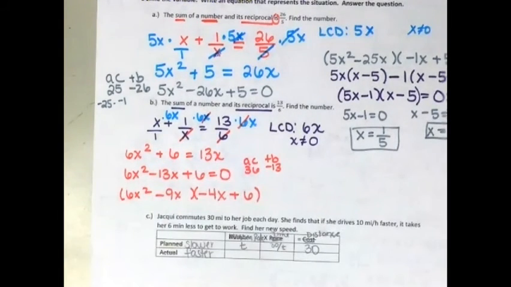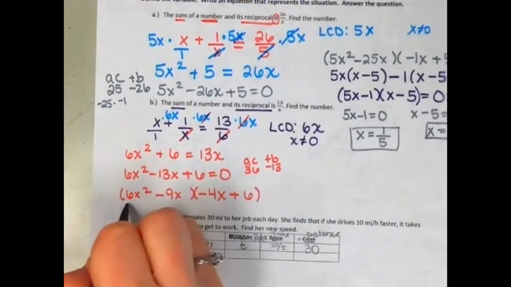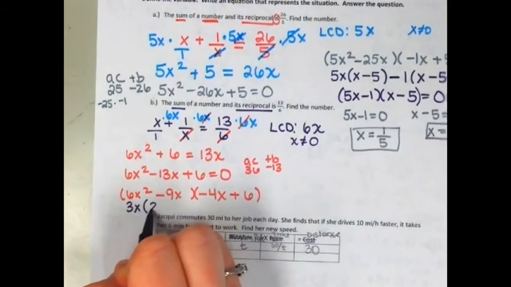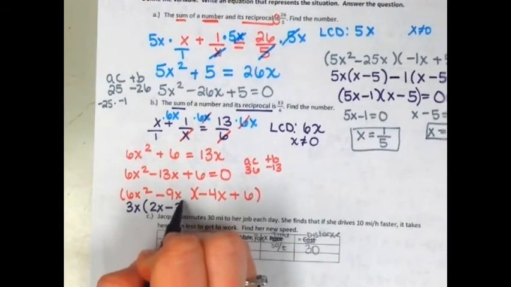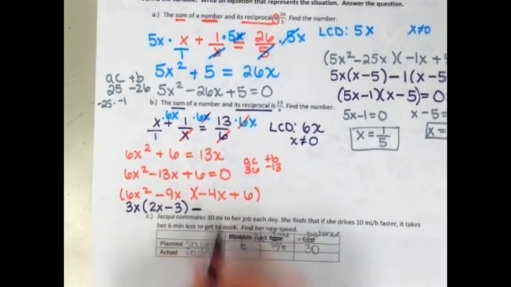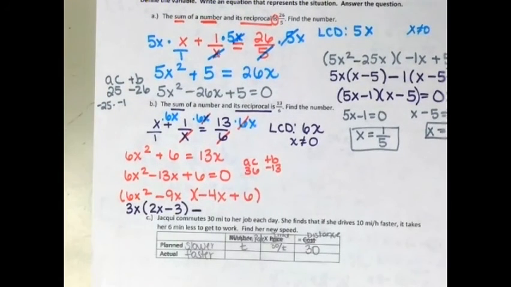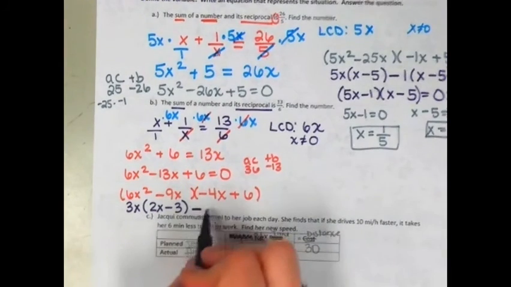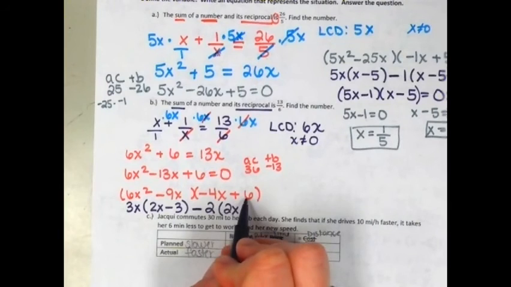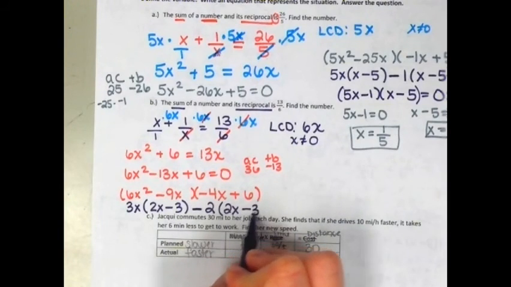Again, it doesn't matter the order you put those in. I just put 9X first. You could have done negative 4X. It doesn't matter. So what's my GCF between 6X squared and 9X? That's 3X. And if I take out a 3X, I'm left with 2X minus 3. Because 4X is negative, I have to pull out a negative number. And what's my GCF between 4X and 6? 2. And I'm left with a positive 2X, and a positive 6 divided by negative 2 is a negative 3.